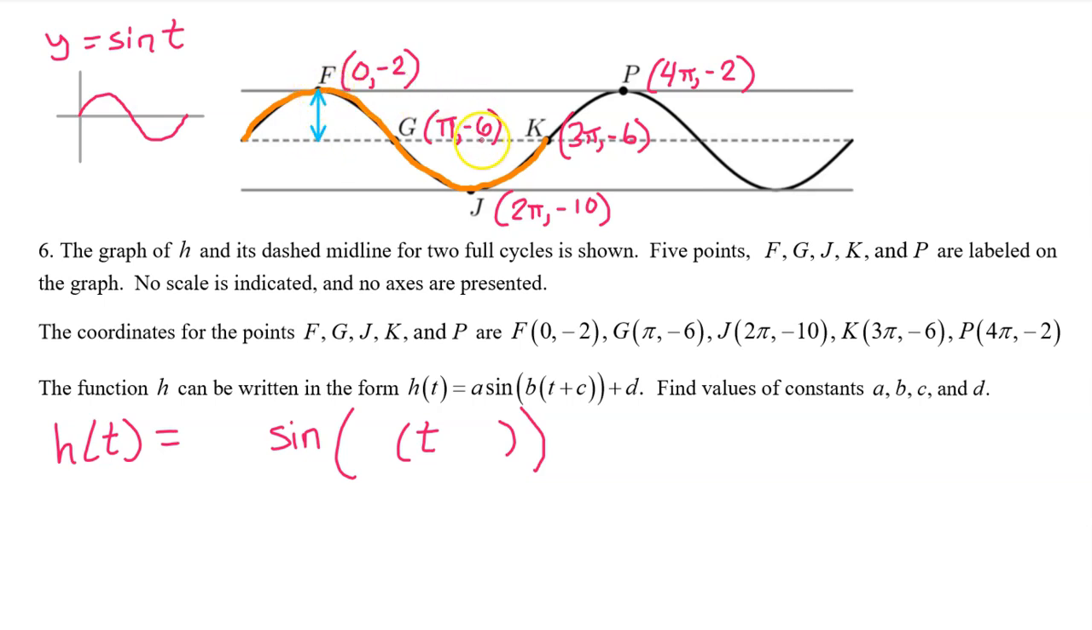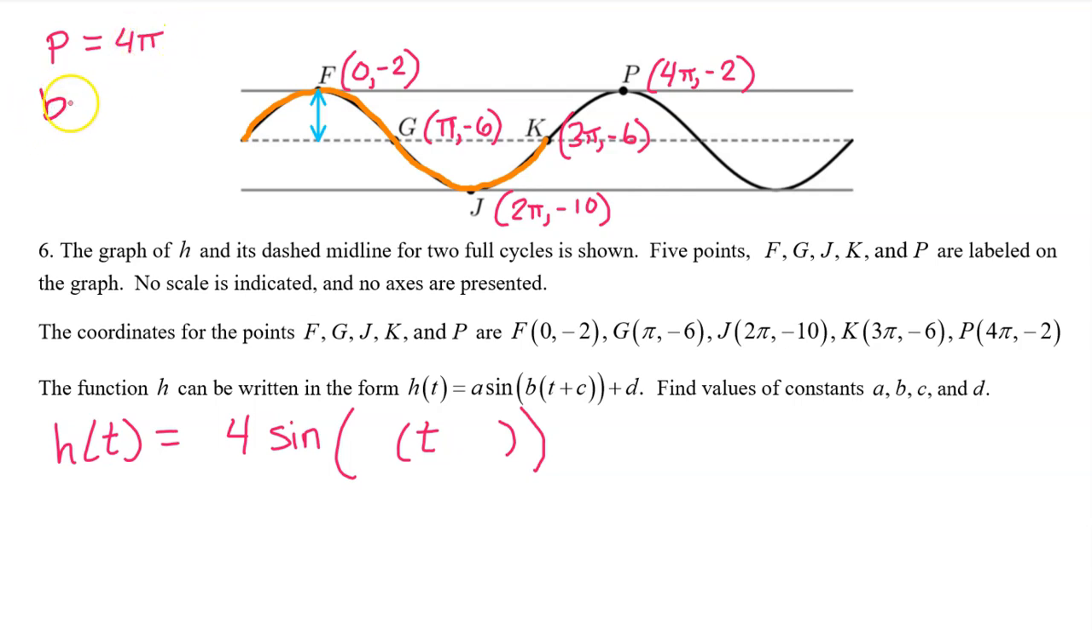The distance between negative 6 and negative 2 is 4. So the a value is 4. In order to find the b value, we first need the period. But from peak to peak, the first input value is at 0, and the next peak is at 4 pi. That means that the period is 4 pi.